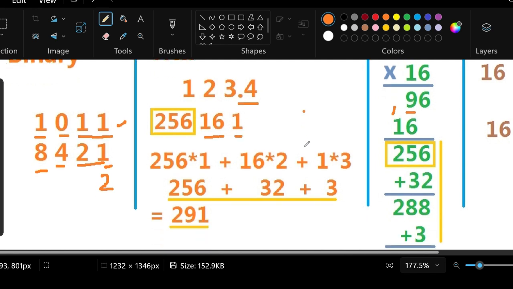And as it turns out, what we need to do is to multiply them with the digits like this, where 1 times 3, 16 times 2, and then 256 times 1. Okay? Again, if this were 0, then 1 times 0 is 0. Alright? And from there, we can add them all up.